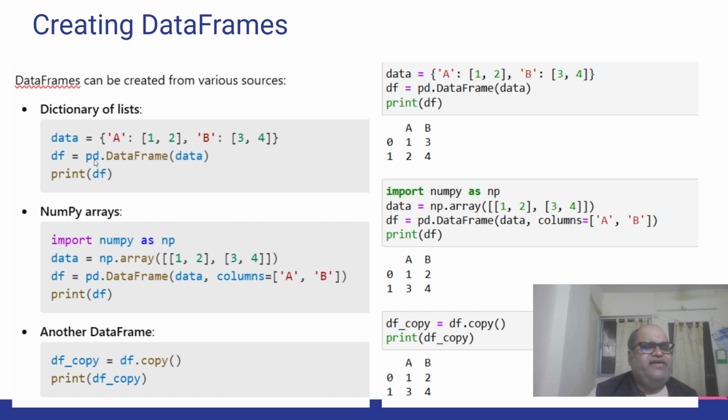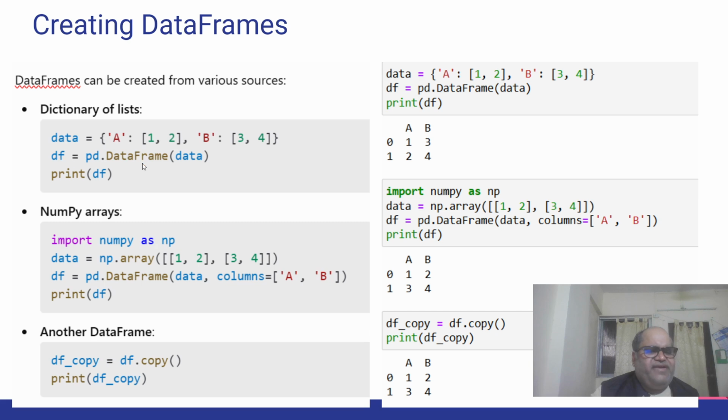What you see here is you can create your data frame in a dictionary-like structure. Pay attention to this: data is a dictionary where key A has a list of elements and key B has a list of elements. All these keys will transform to your column names, so it will be column A with values 1, 2, and column B with values 3, 4.